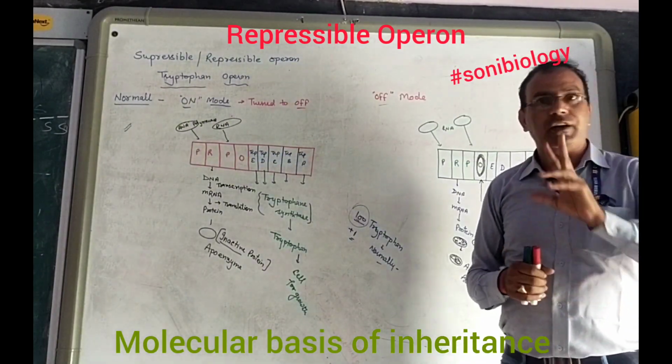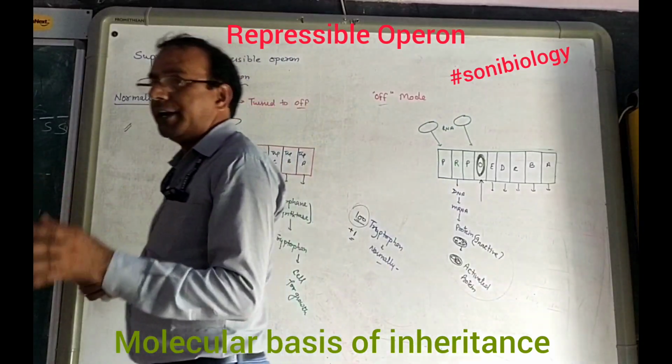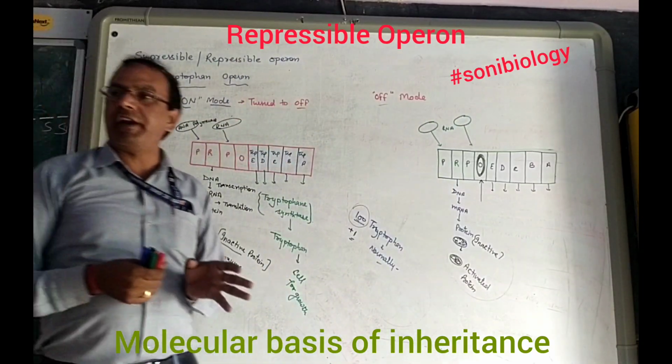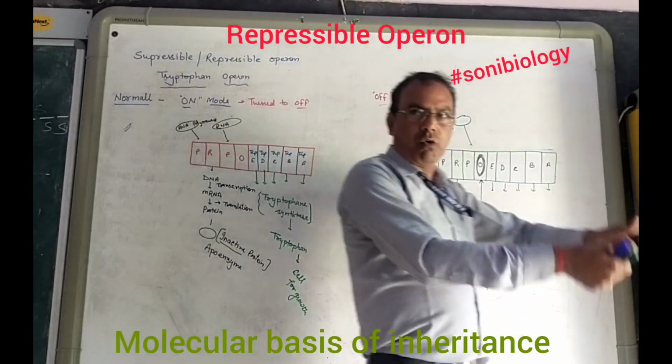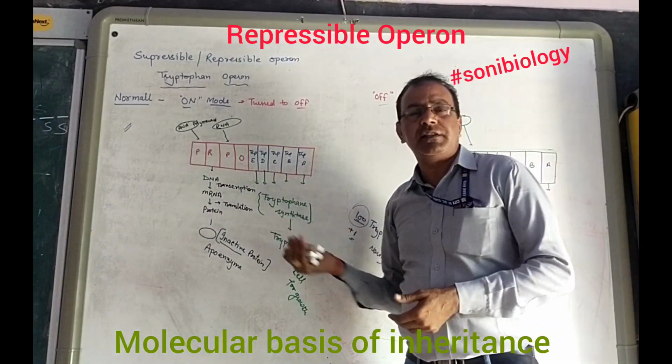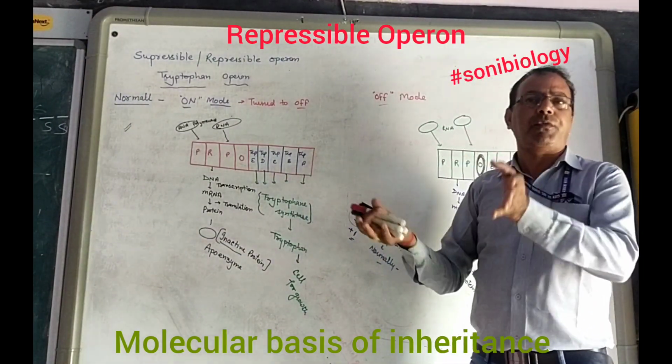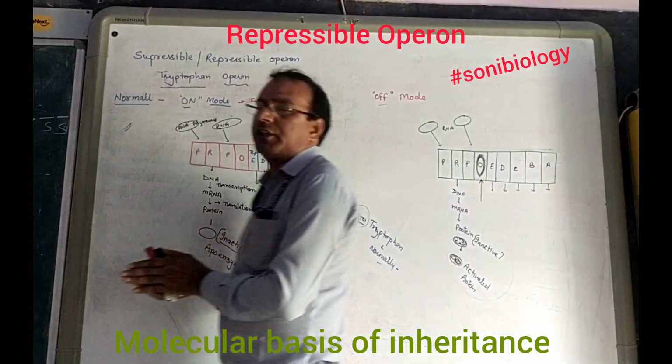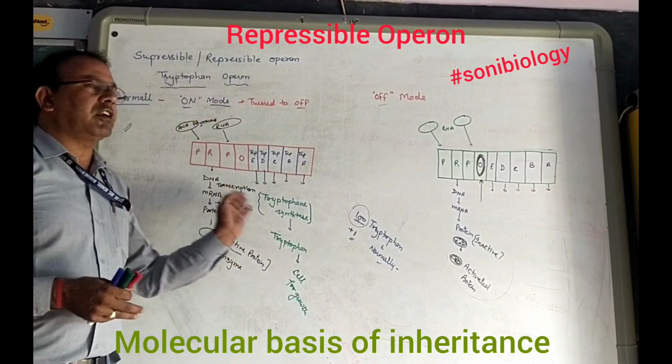We have seen that there are two operons. One is inducible, which normally remains off and turns on. The second one is repressible, suppressible, the tryptophan operon. In normal condition it remains on and it turns off.